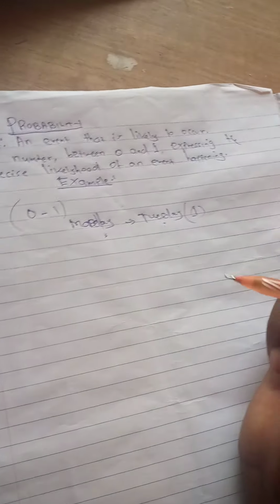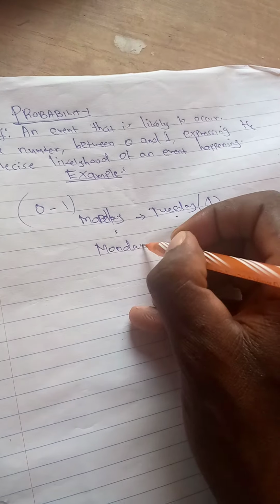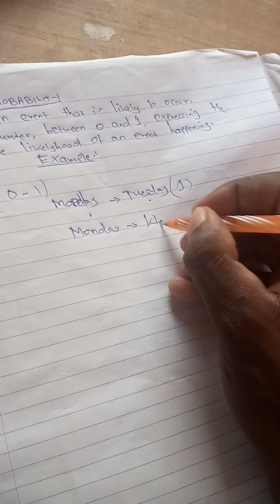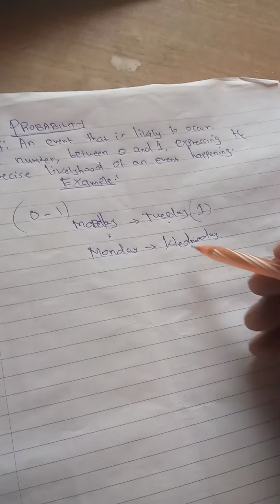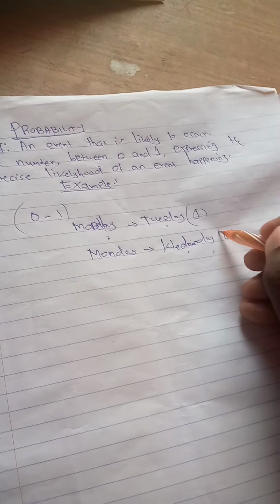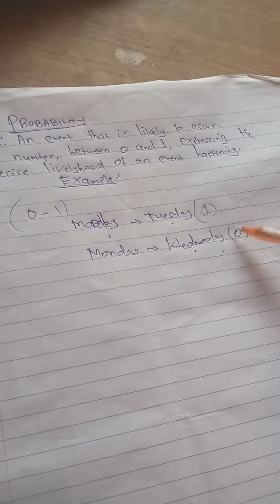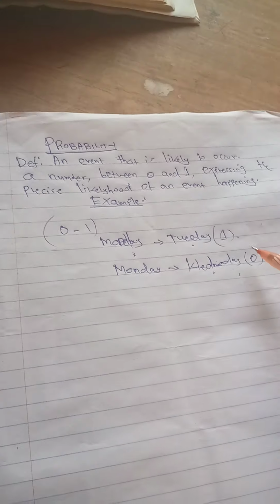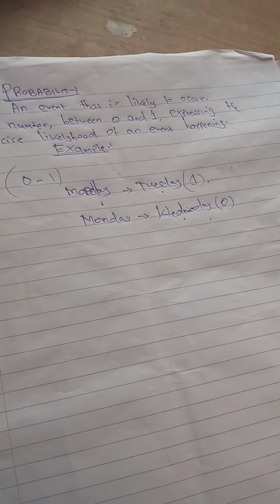Let us go to where we apply 0. If today is Monday still, then the probability of the next day being a Wednesday is 0, because we are very sure that it will not happen. Between 0 and 1, we have events where we are not sure whether they will happen or not.